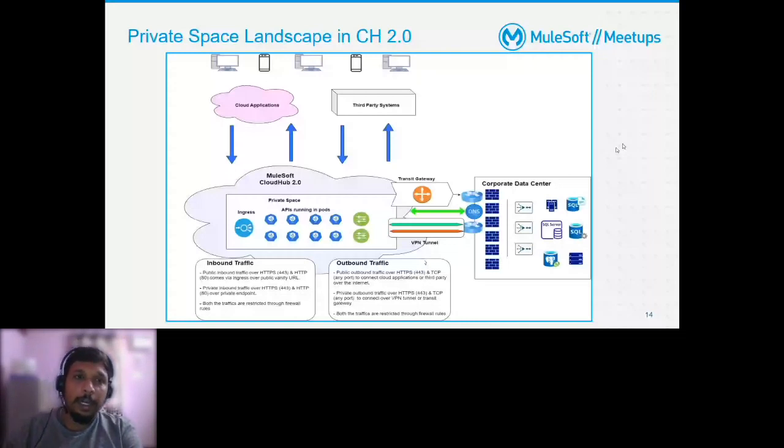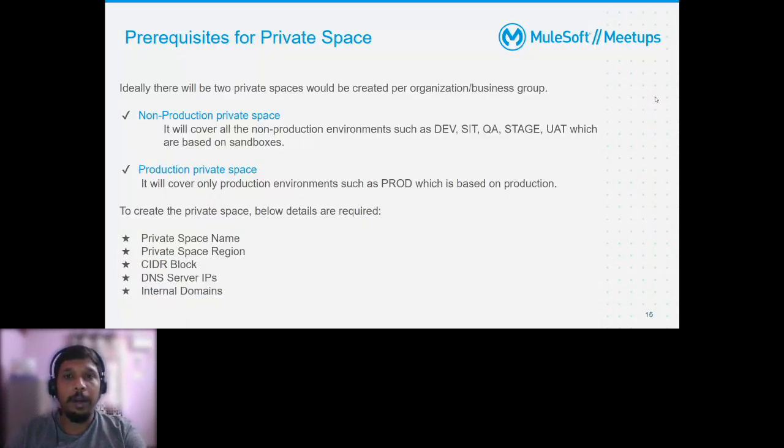So first, let's understand the private space prerequisites. Private space, as I said, is a separate isolation boundary that you're going to create. You can create it per organization or per business group. It depends on the client requirement. So before you do any configuration, you have to get all the prerequisites in hand, and only then go into the configuration.